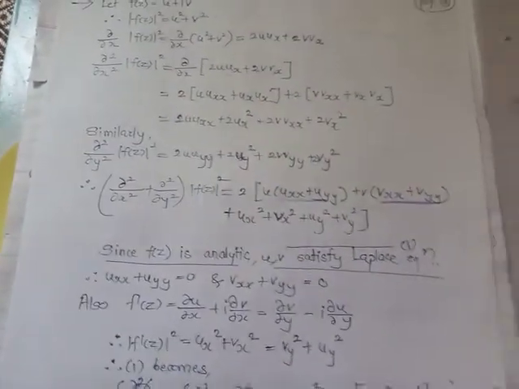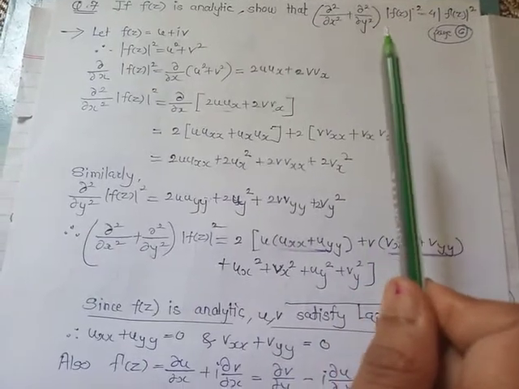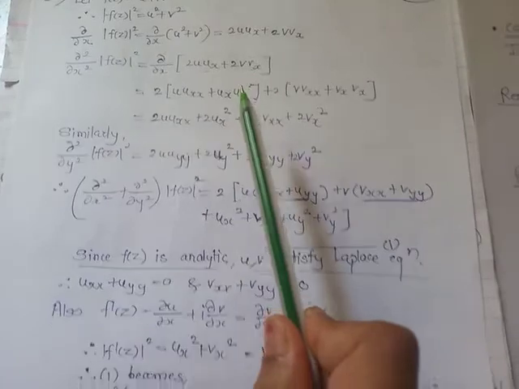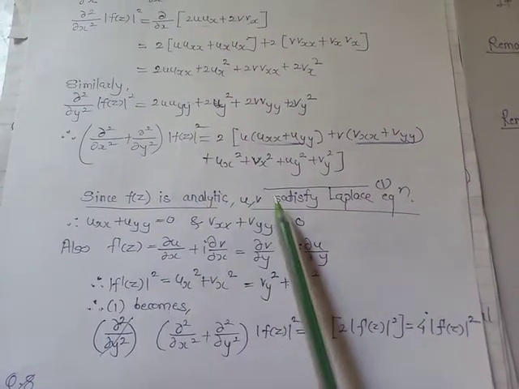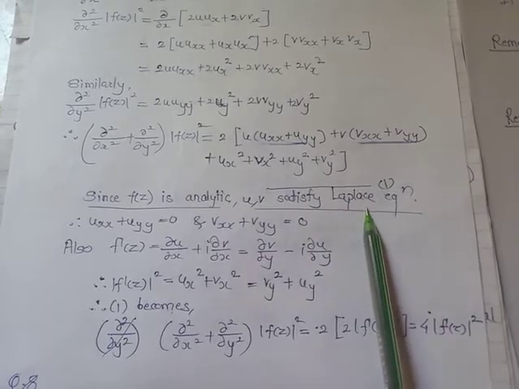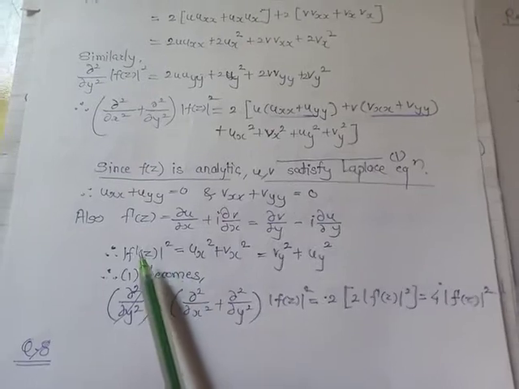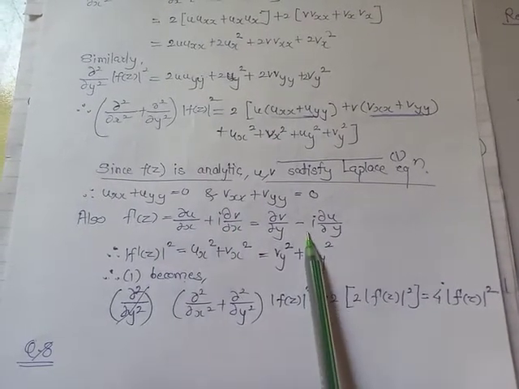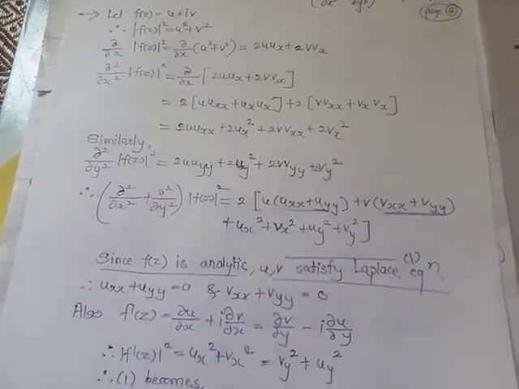So here we have considered left hand side of the problem, then we have used product rule of derivative, then we have used that function is analytic, therefore u v satisfy Laplace equation, and we have used again that f dash z is ux plus i vx and CR equation. So these many things we have used to solve this problem. Now consider next example.